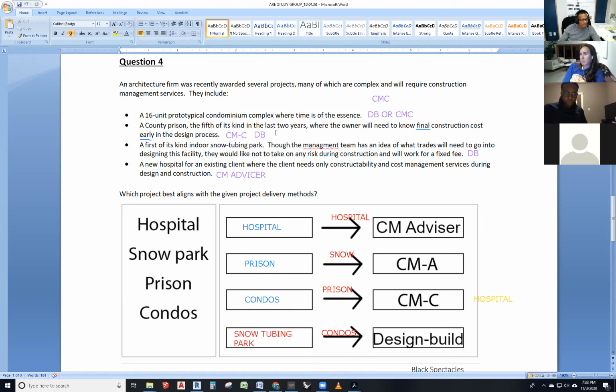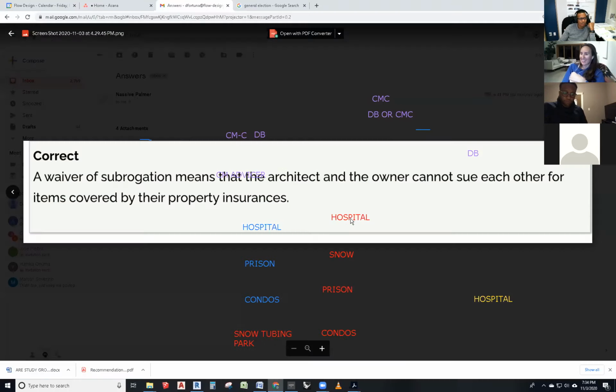And I think that, gosh, it's tough. Then I think that could be CM advisor, couldn't it? For this one? The final construction cost early, because I know CM advisor can turn into CM constructor for the prison. That's in the HPP. Advisor can become constructor. They decide whether they want to do it or not. But we can't speculate that that's going to happen. No. So I'm going to go to the answers. Yeah, this one is tough.